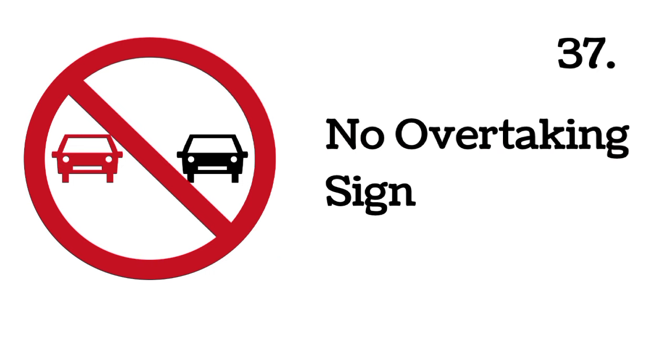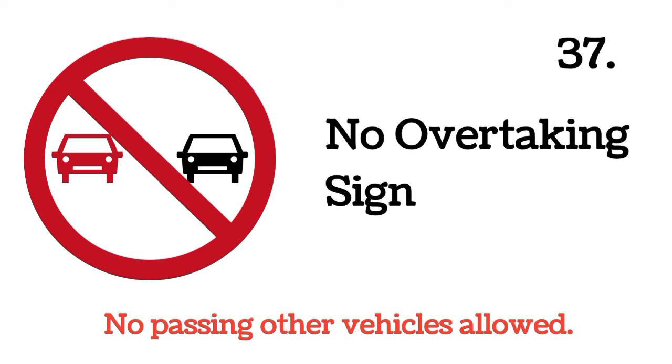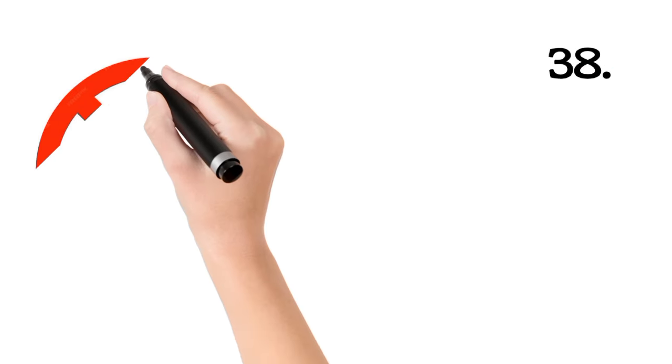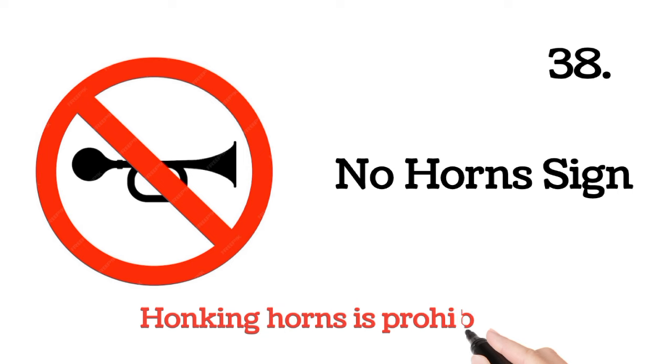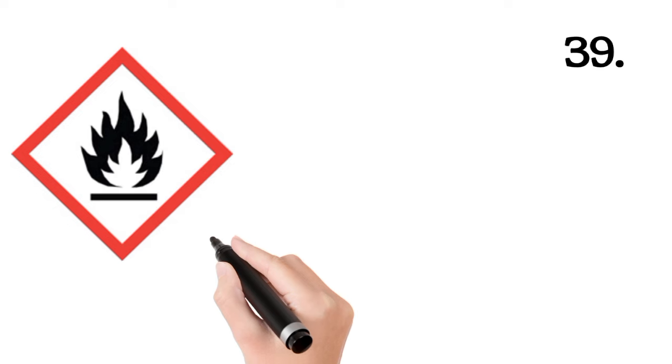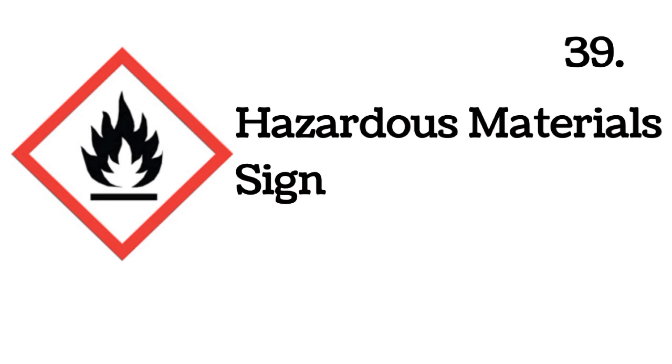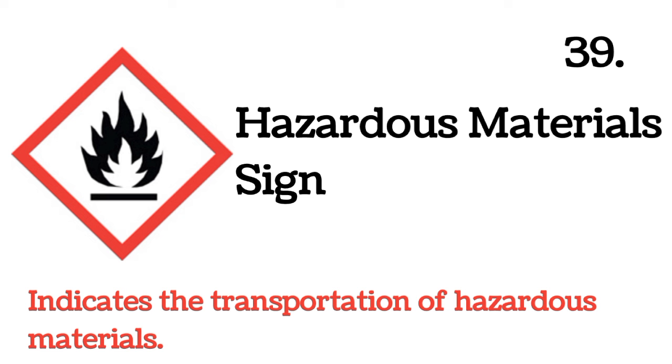No overtaking sign. No passing other vehicles allowed. No horn sign. Honking horns is prohibited. Hazardous materials sign. Indicates the transportation of hazardous materials.